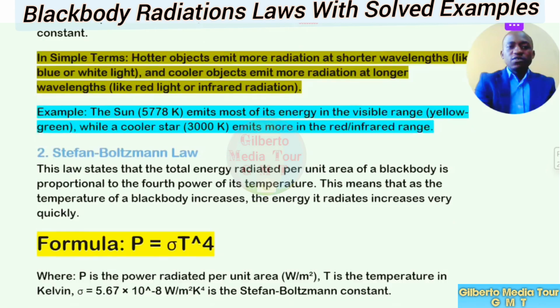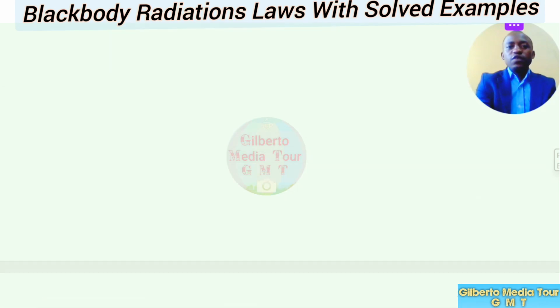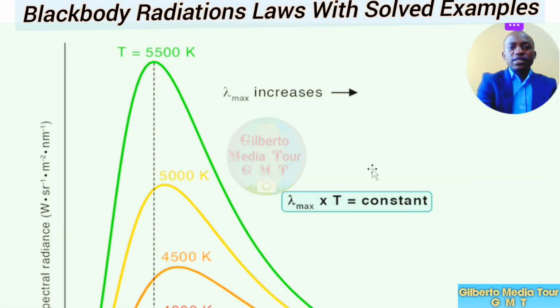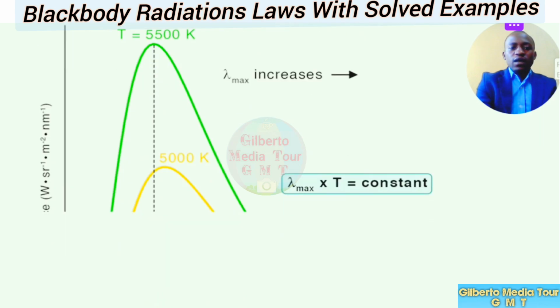The second law, which is the Stefan Boltzmann law, states that the total energy radiated per unit area of a black body is proportional to the fourth power of its temperature. This means that as the temperature of a black body increases, the energy it radiates increases very quickly. Even this curve can explain: if the temperature increases, the intensity of the body will also increase.